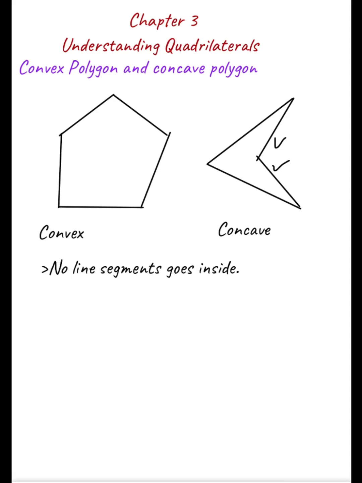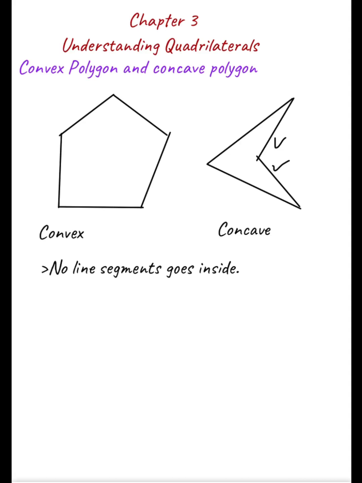Here I am writing the properties of convex polygon, and the properties of concave polygon will be just the opposite of this. So in the case of a convex polygon, no line segments go inside. In the case of a concave polygon, some of the line segments may go inside. For example, you can see here these two line segments are going inside. Now let's see the second property. What is the second property? In the case of a convex polygon, all the diagonals will be lying inside.